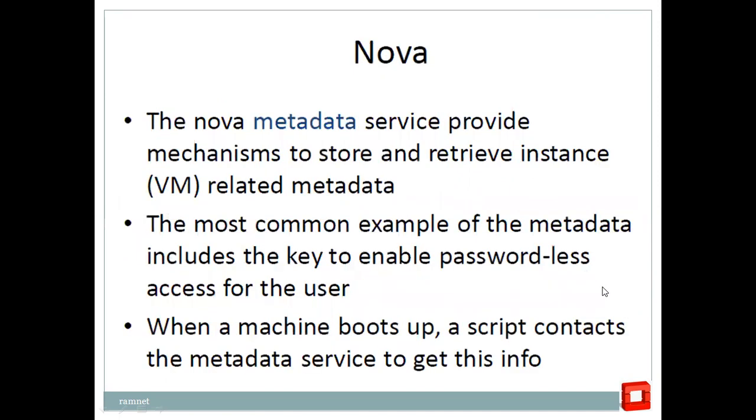The Nova metadata service provides mechanisms to store and retrieve instance-related metadata. The most common example of metadata includes the key to enable passwordless access for the user. When a machine boots up, a script contacts the metadata service to get this information. So these are all three points. When it is booting up, it will be looking for that information from the metadata. It will be retrieving all the information for us.